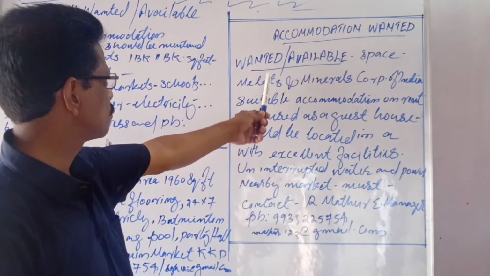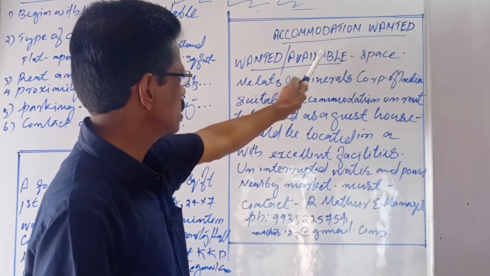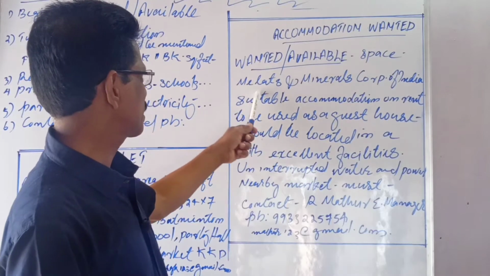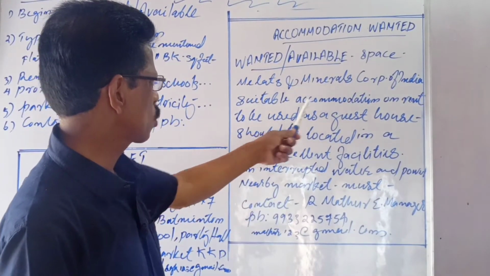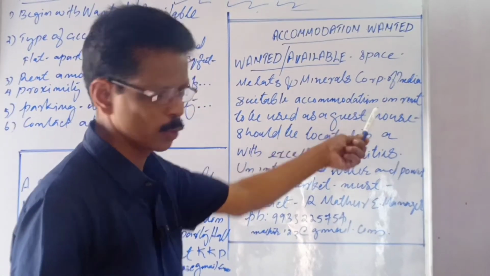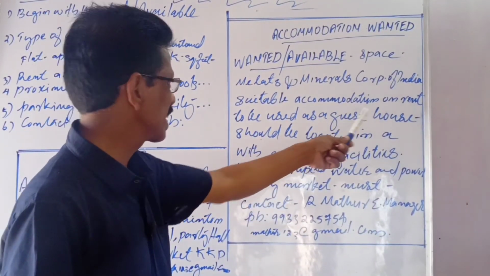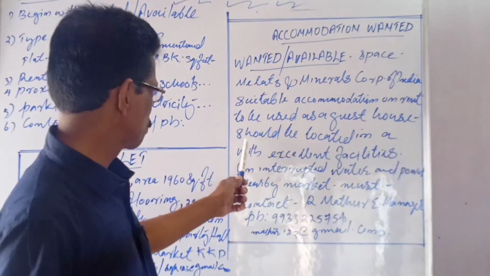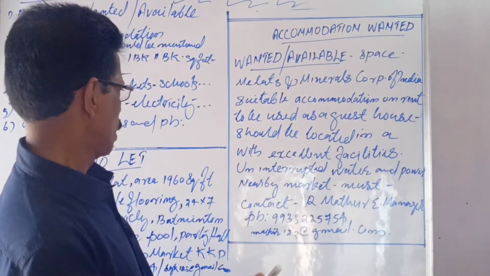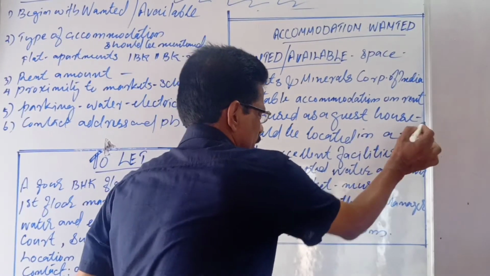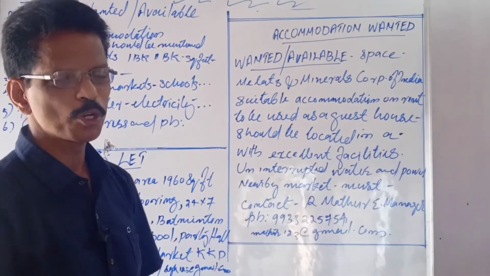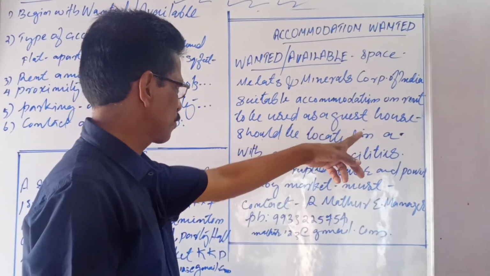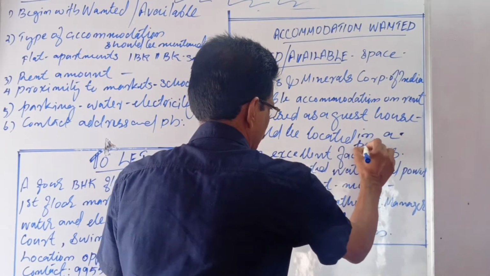See the example given here. Wanted or available, only one is required. I told you now, only one should be written. Okay. So space for Metals and Minerals Corporation of India, suitable accommodation on rent to be used as a guest house. That's their aim. See, not a full sentence. You cannot expect a full sentence now. Should be located in a posh area. Nobody will take a place which is located in a faraway place. I left out that word. Say, should be in a posh area.